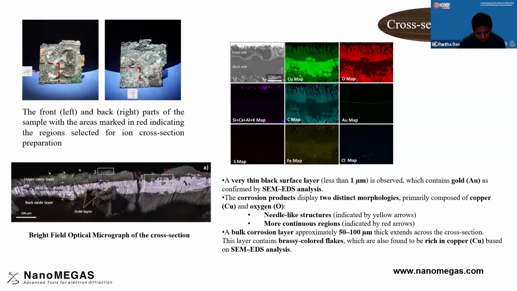These are very layered structures. Basically, you see a lot of corrosion on corrosion above the gold layer, and below the gold layer there is a lot of copper material present.